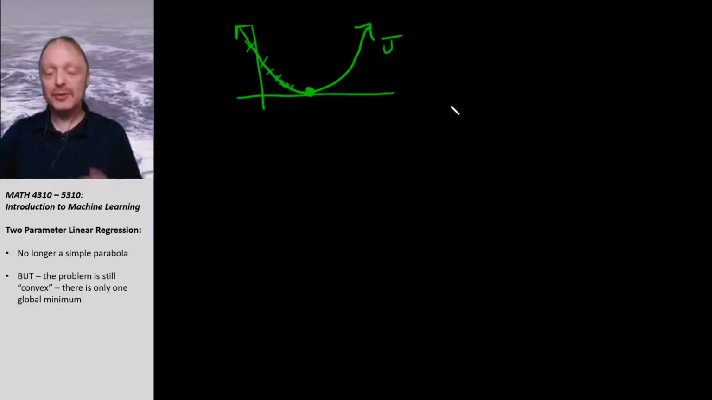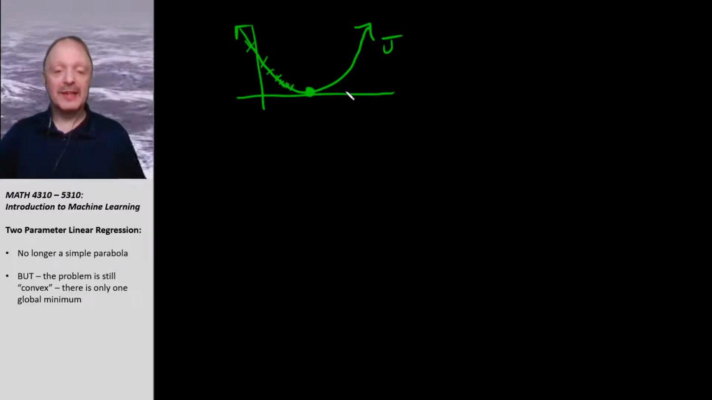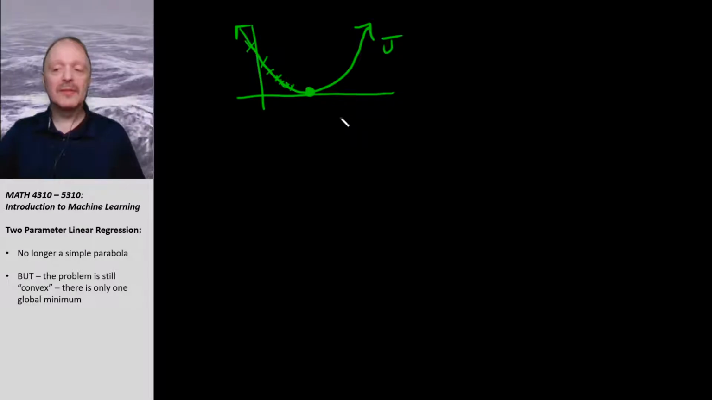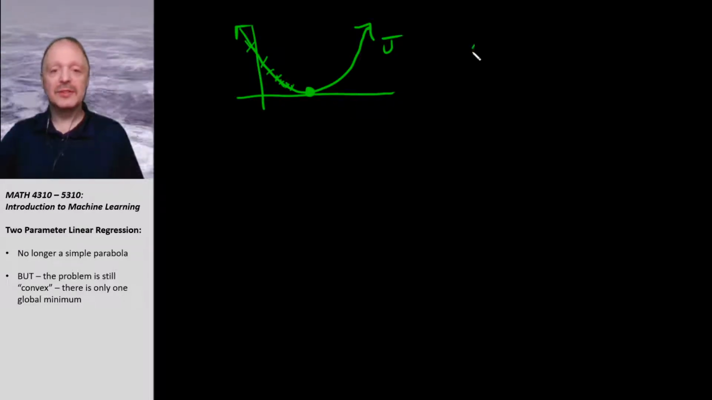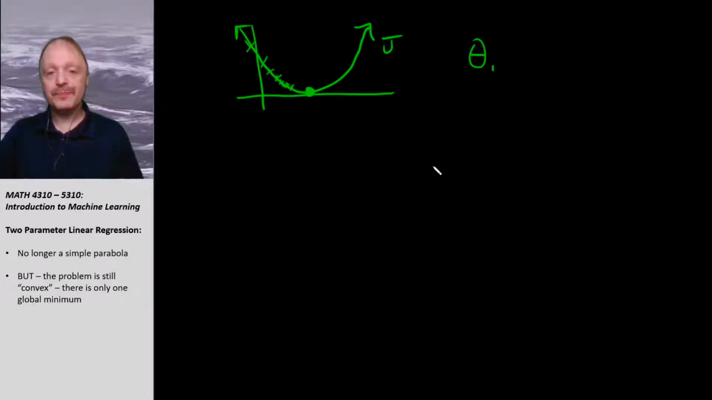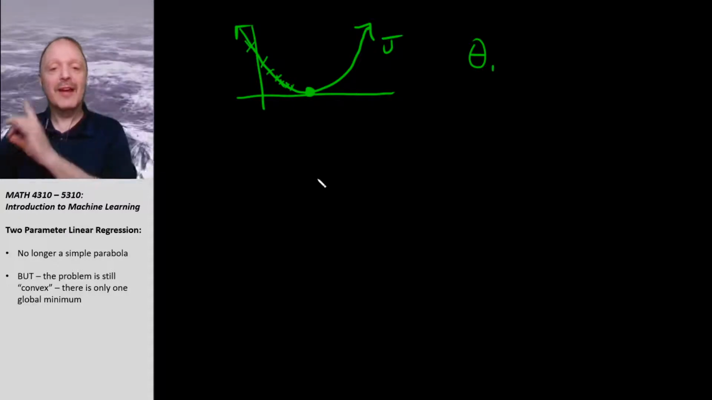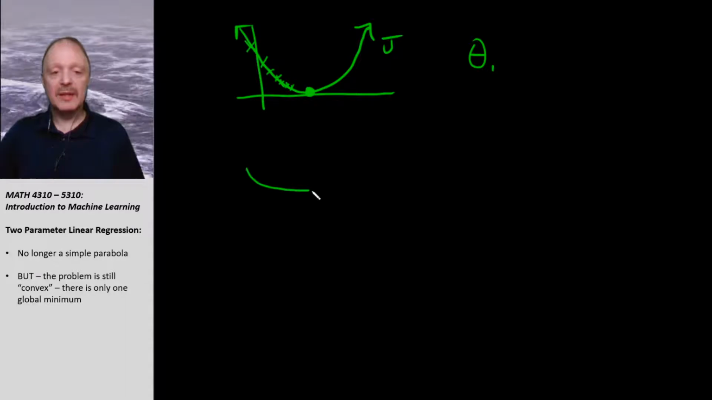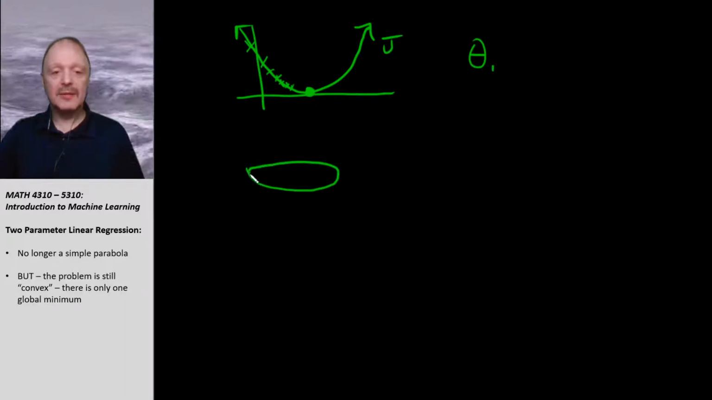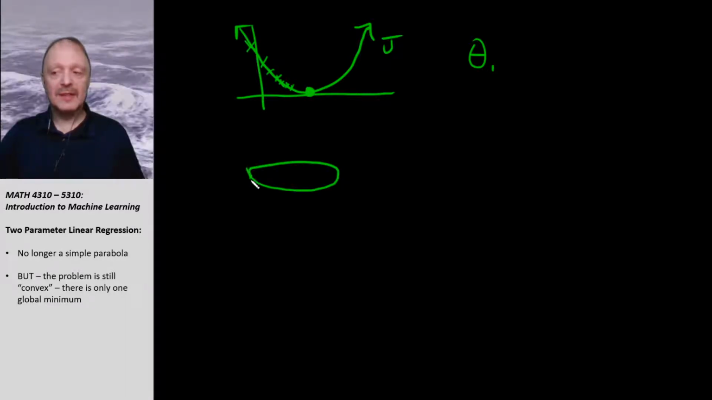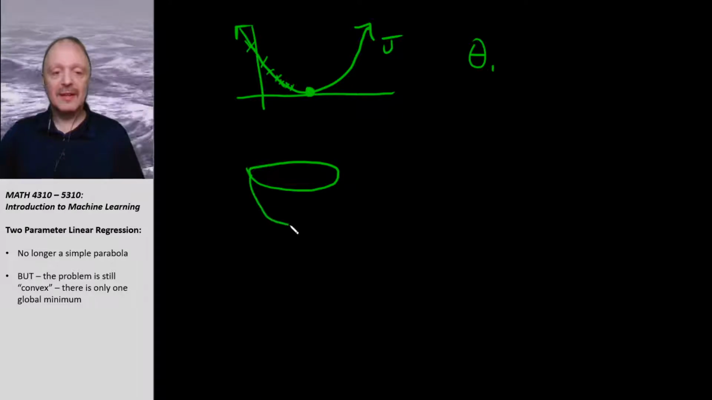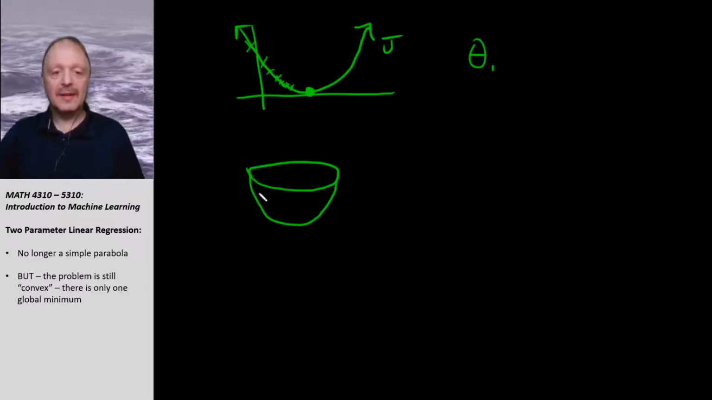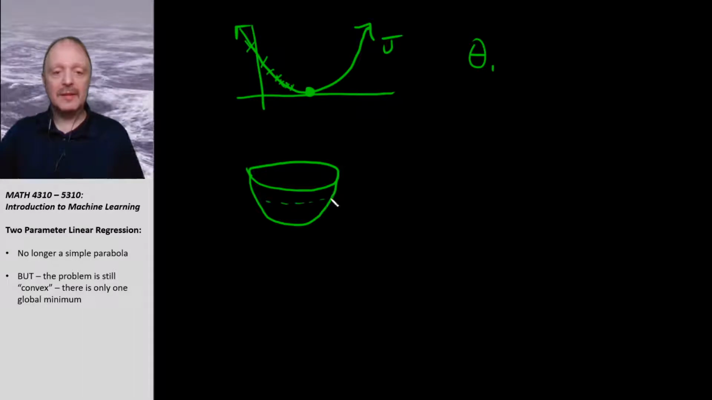But now that we have two parameters, we do not have a parabola anymore. Instead, this is just theta 1. But if we have theta 0 and theta 1, we get something that is, instead of a parabola, oh boy, I'm so not an artist. That's not too bad.